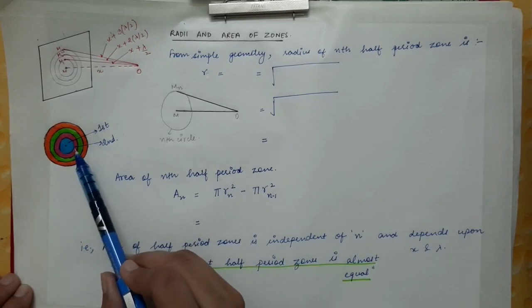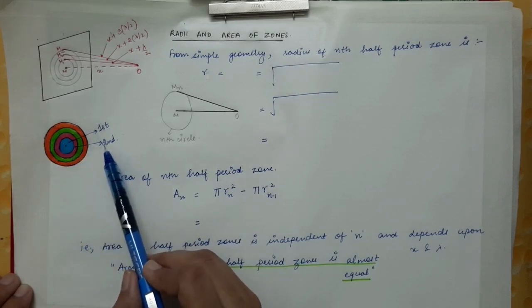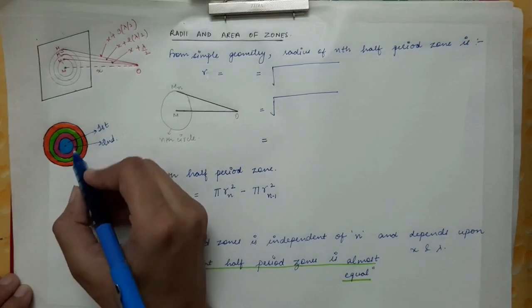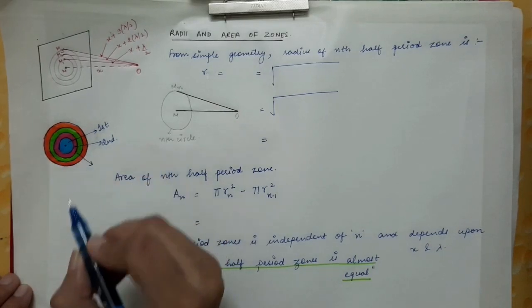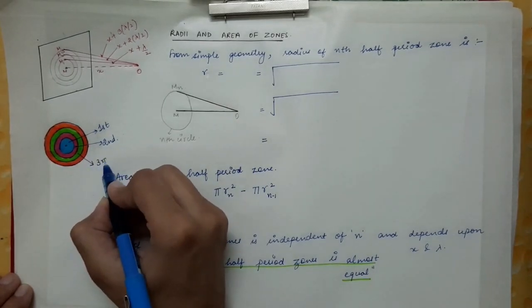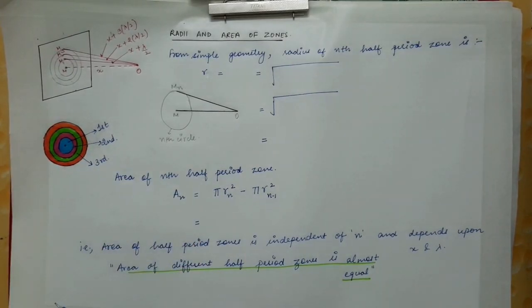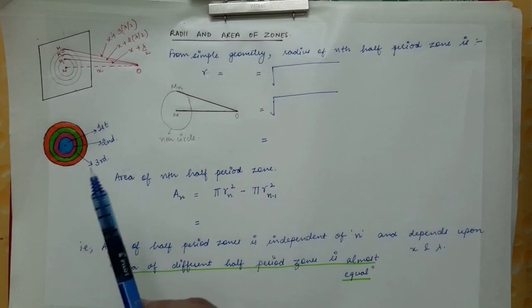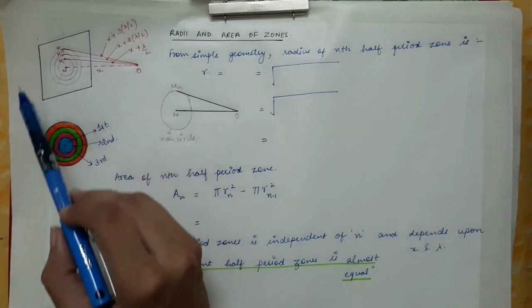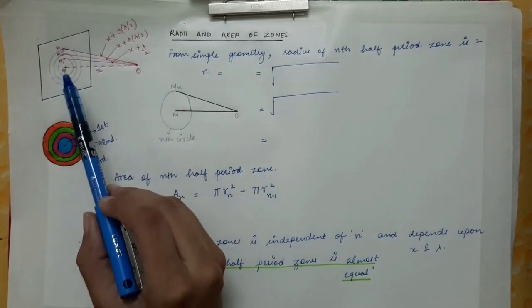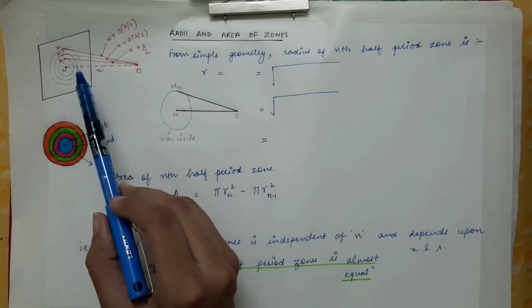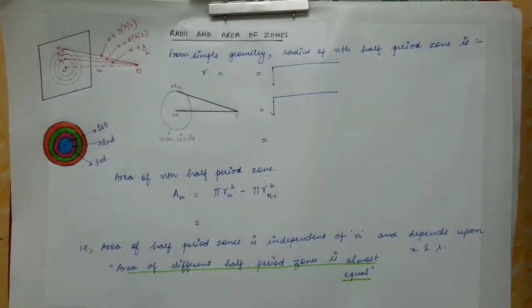So this portion which is shown by pink color is the second half period zone. Then this green portion is the third half period zone, and so on. We have fourth, fifth, sixth, and so on. We have nth half period zones. So this exposed part of the wavefront has been divided into a number of circular and concentric zones.